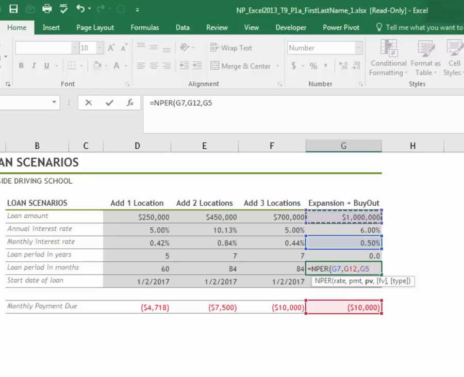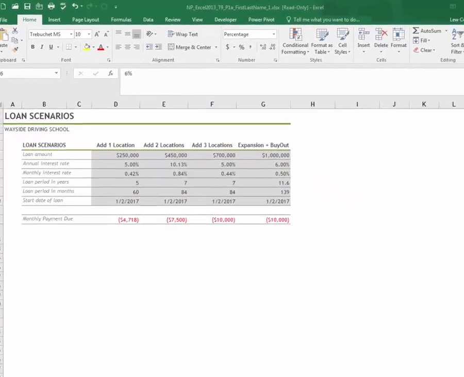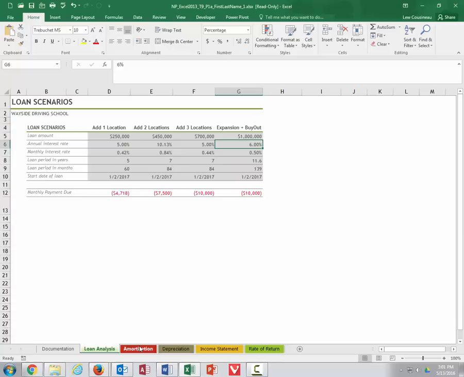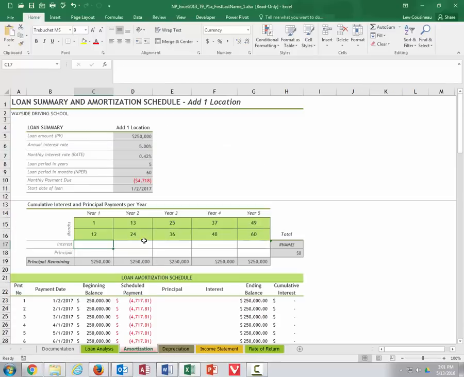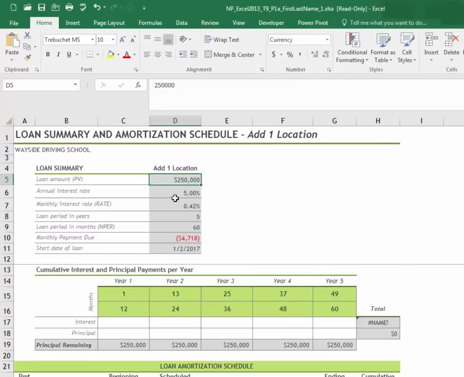And again, we don't need to fill in the optional parameters, and that'll tell us we need 139 months to pay off a $1 million loan that has a 6% interest rate at 10,000 a month. Moving on to instruction 5, has us go to the amortization sheet, and in cell C17 we want to calculate the cum interest for a 1-year period. So first let's understand the sheet a little bit. Looks like we're getting a loan for $250, 5% interest for 5 years.